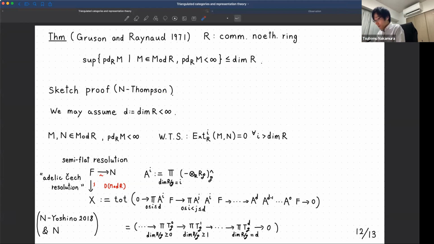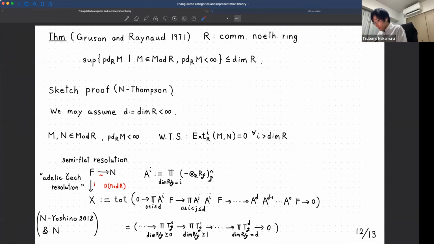And we consider a module M of finite projective dimension and take an arbitrary module N. What we want to show is that the Ext^i group vanishes for any i greater than dim R. This is what we want to show. And the proof is actually, it makes sense to see how complexes are replaced by semi-flat cotorsion complexes.